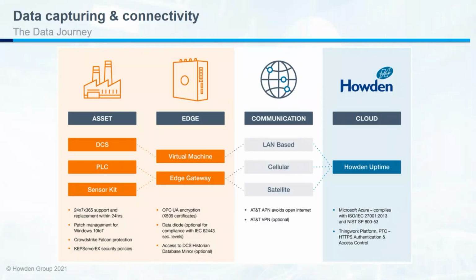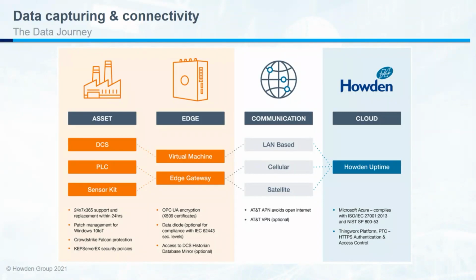From there, the information is sent via an edge gateway, and it can be sent land-based, but also via satellite. But at the moment, 95% of our uptime installations are using a SIM card, so the cellular network, to send this data into the Howden uptime environment, which is running in the Microsoft Azure cloud.